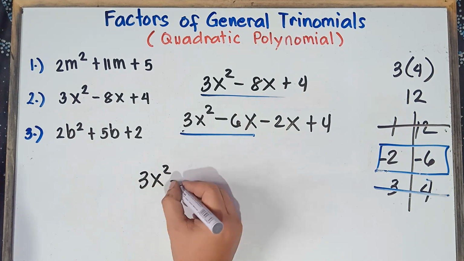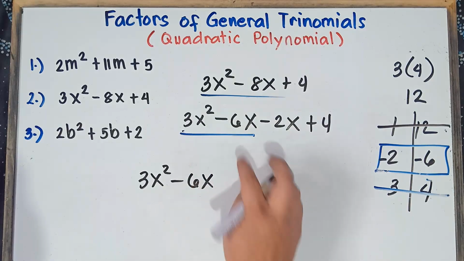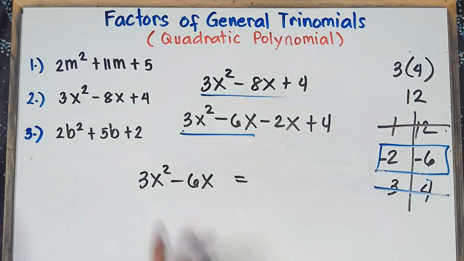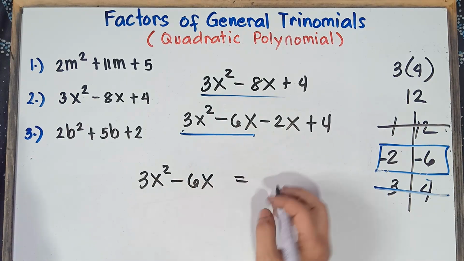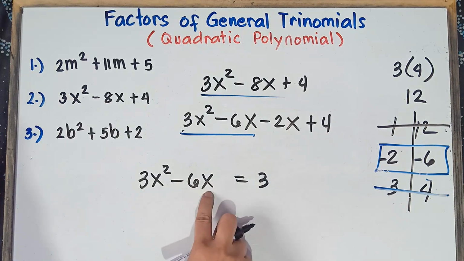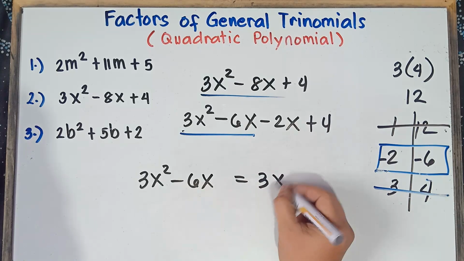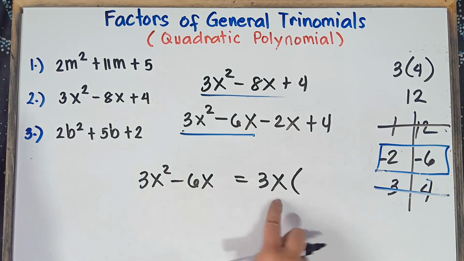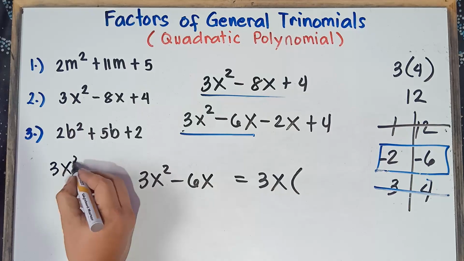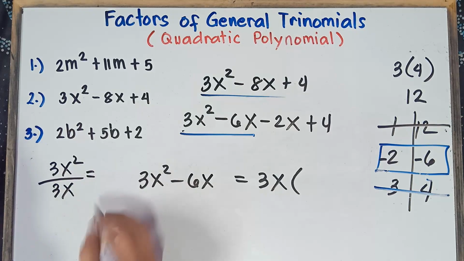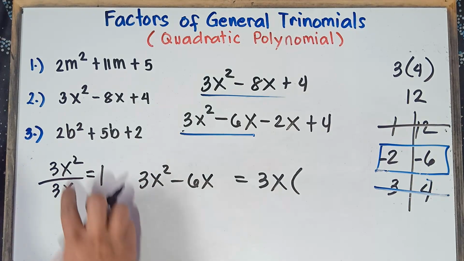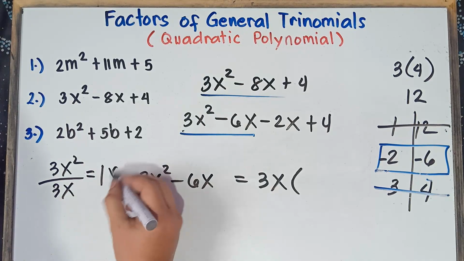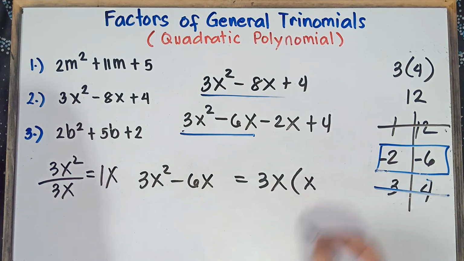3x squared minus 6x, the first term and the second term. So for 3 and 6, the greatest common factor is 3. And then for the variable, select the variable with the least degree, so we'll be selecting x. And then simply divide. 3x squared divided by 3x: 3 divided by 3 is 1, x squared divided by x is x. So this will be 1x or x.